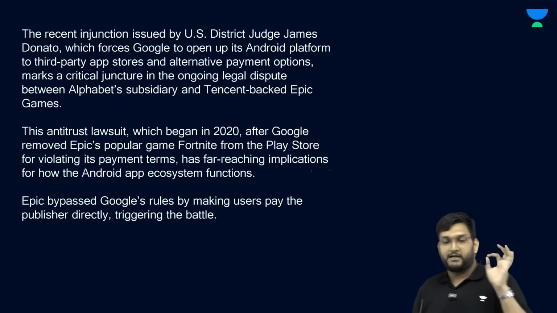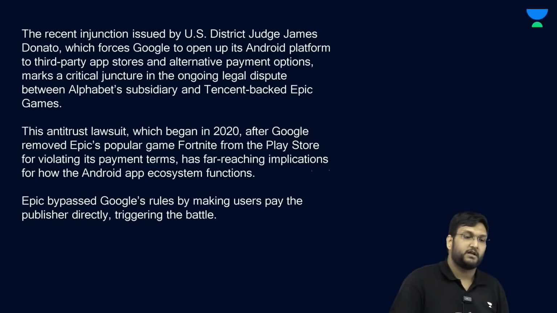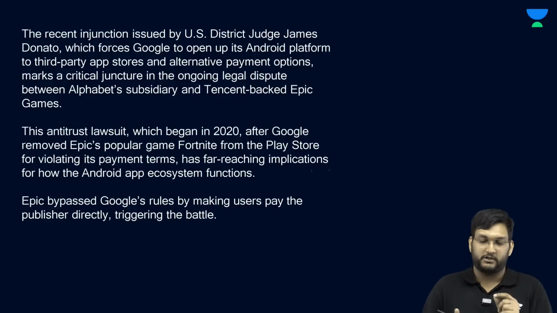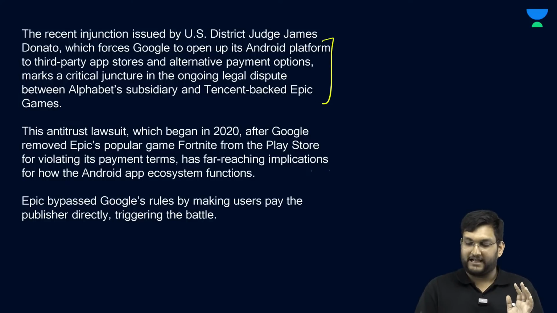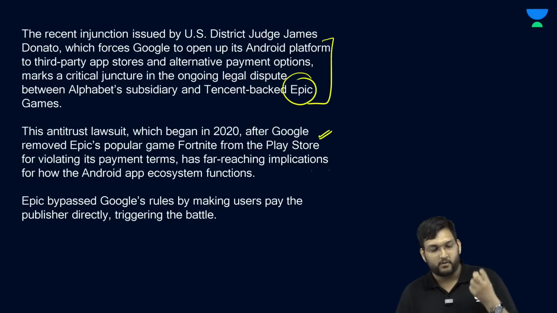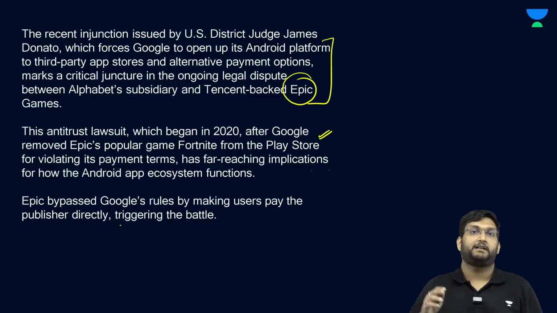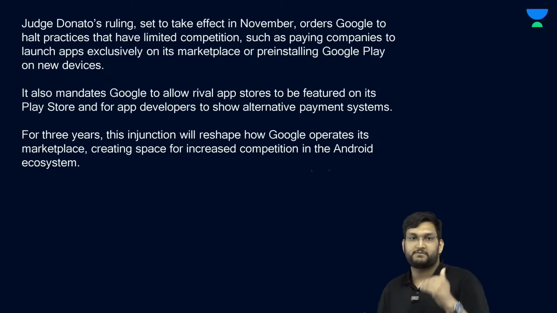Now, the recent injunction by US District Judge James Donato has argued that they would need to now change this. The Epic Games saga, which started with Apple and then went with Google, is the reason why they are struggling with this battle in court. And this is basically the judgment. I'll read out the judgment with its basic concepts.